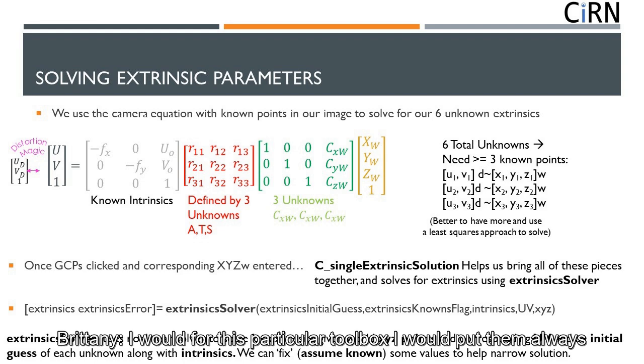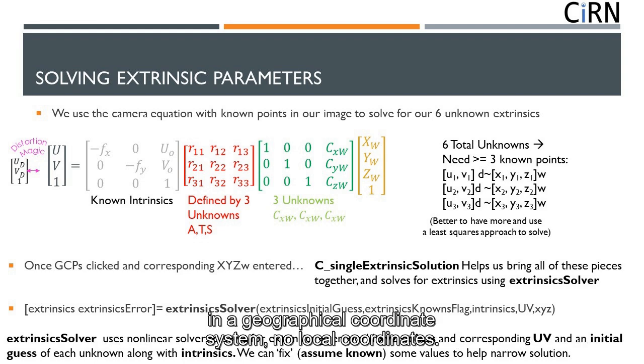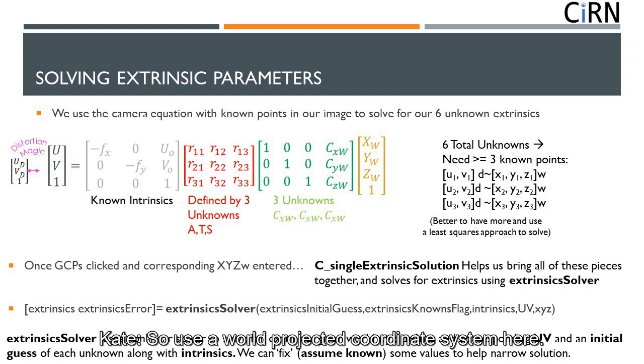For this particular toolbox, I would always put them in a geographical coordinate system, not a local coordinate system. There's an option to make your own local system later, so that way you can make many different local systems. But Kate is right, you can put it directly as a local system. So use a world projected coordinate system here.